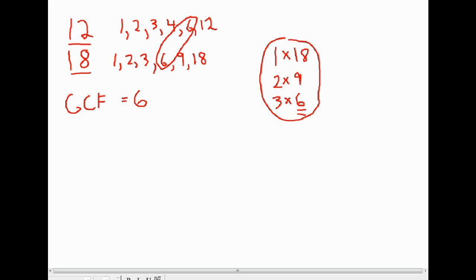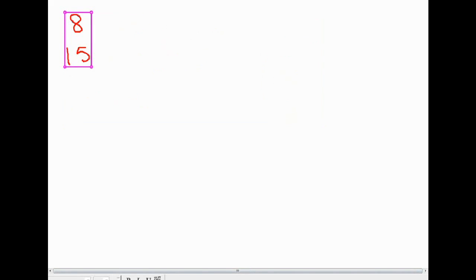So again, greatest common factor is the biggest factor of 2 or more numbers. That's the same. So let's look at another example where we're looking for the greatest common factor. This time we're going to look at 8 and 15.